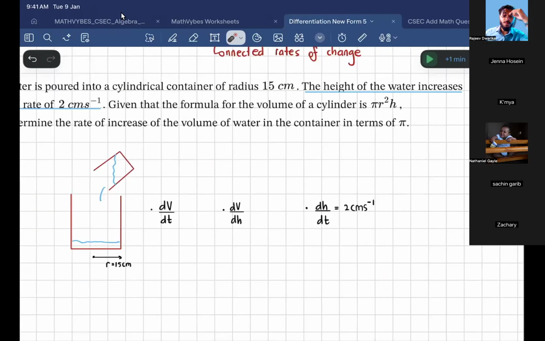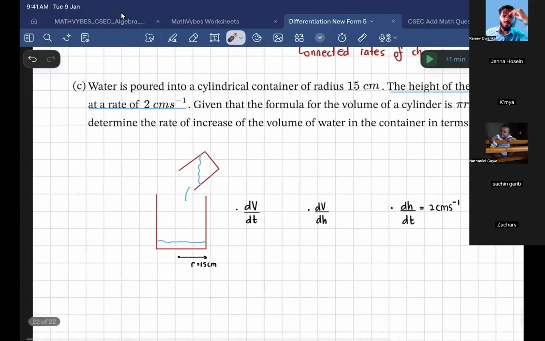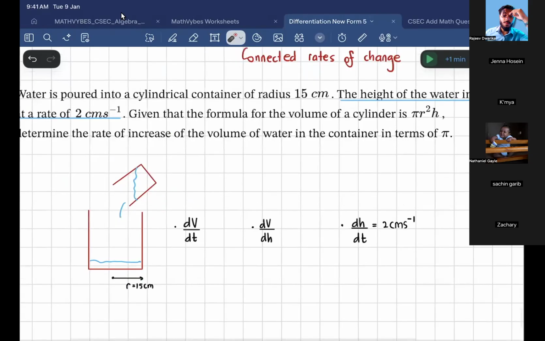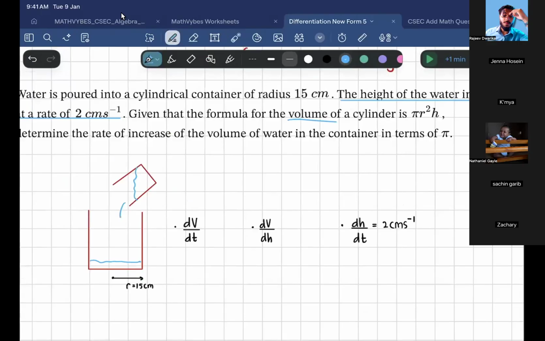Then they're saying, given that the formula for the volume of a cylinder is pi r squared h, determine the rate of increase of the volume of water in the container in terms of pi. So here's what, guys. They give us the formula for volume of a cylinder. We should probably write that down. So V is equal to pi r squared h.